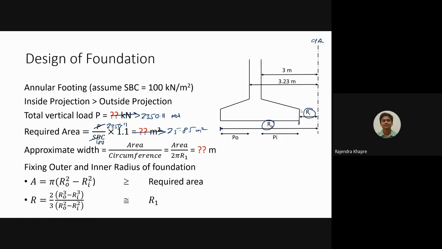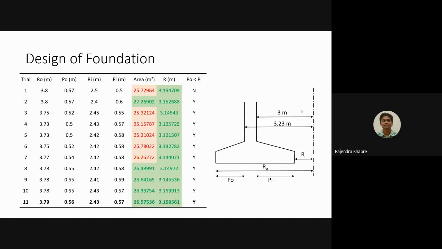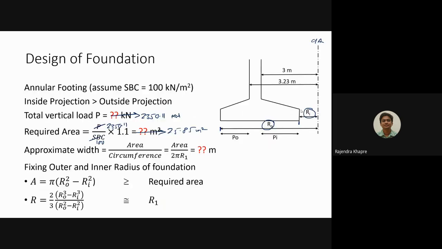So this effective R can be calculated by 2 by 3 into R outer to the power 3 minus R inner to the power 3, divided by R outer square minus R inner square. So this R value should be as close as possible to r1. Okay, when I say r1, this value is nothing but your r1.